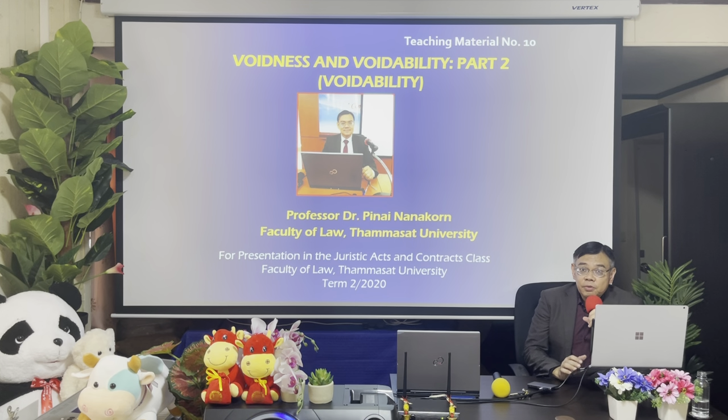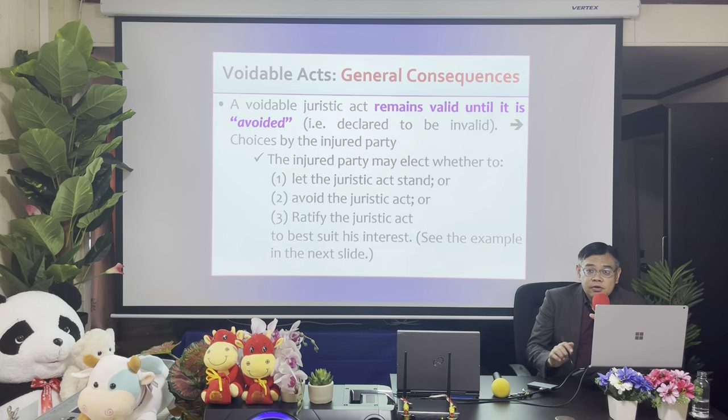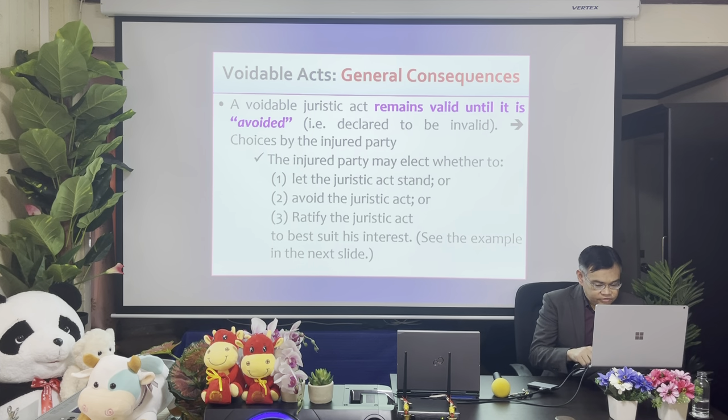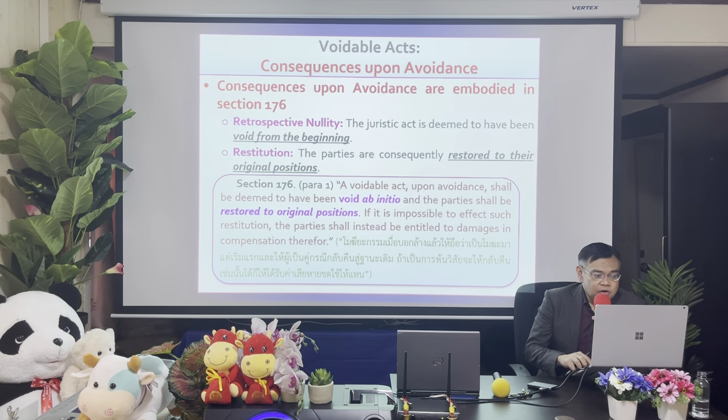Okay, so before the break, we have seen the legal consequences of a voidable juristic act. Remember, when a juristic act is voidable and is subsequently avoided, then it carries some legal consequences. We have seen that a general consequence is that once it is avoided, it will be void ab initio, right? Before its avoidance, it remains valid.